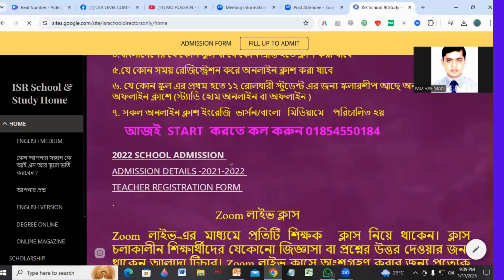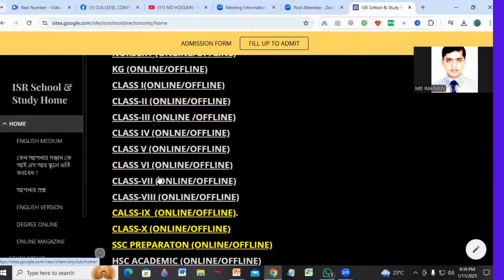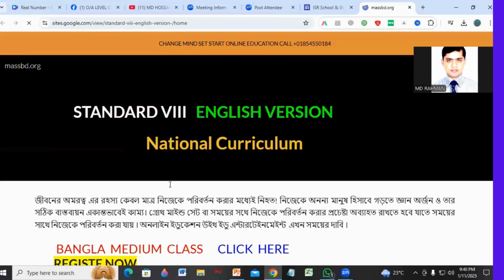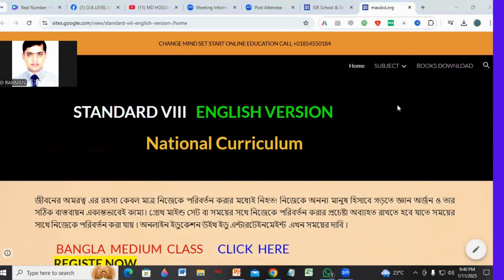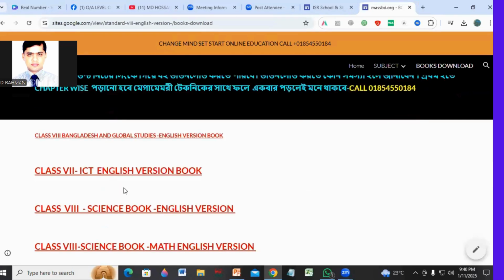After coming to this page, you will go down, and you will find class 8, right? This one, class 8. Just click on the class 8 button. After clicking, we will come here, right? If you need books, then you can download your books from this page, book download. Just click on the button, and you will get the book link. Just click on the book link that you want to download, and you will get the detailed book.